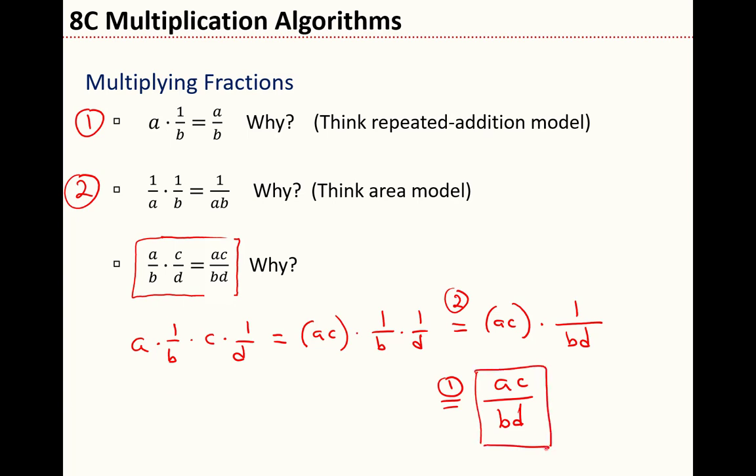So our algorithm for multiplying fractions says multiply across the top and multiply across the bottom. And here is a little proof showing us why that is the correct algorithm for multiplying fractions.